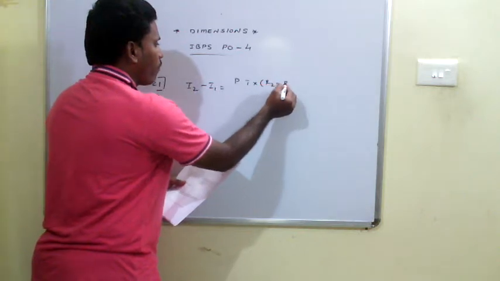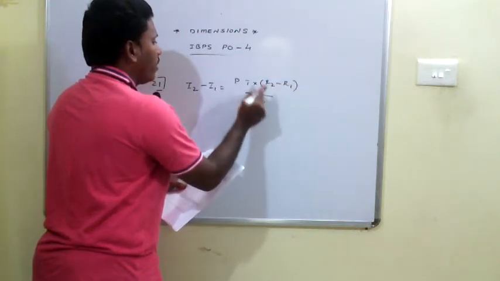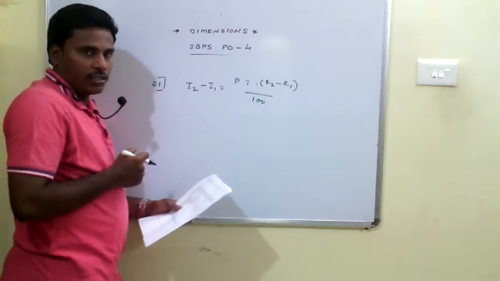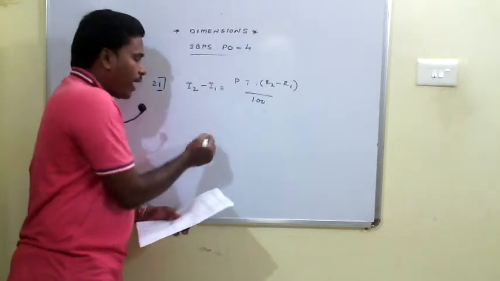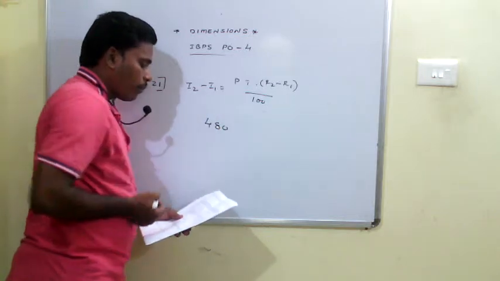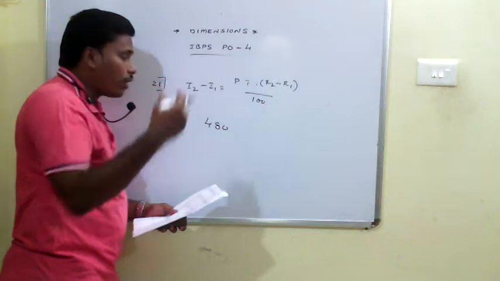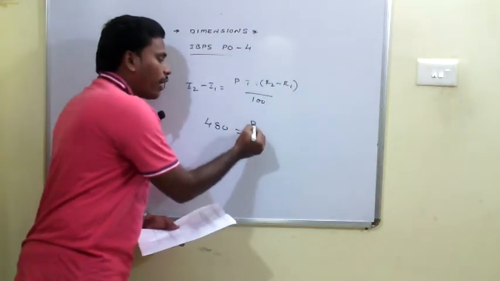The rate of interest divided by 100 is the direct rule for the difference of the interest in simple interest. The difference of the interest is given as 480 because they mentioned that it would have fetched 480 rupees more. That means the difference value is 480. We are going to calculate the principal.